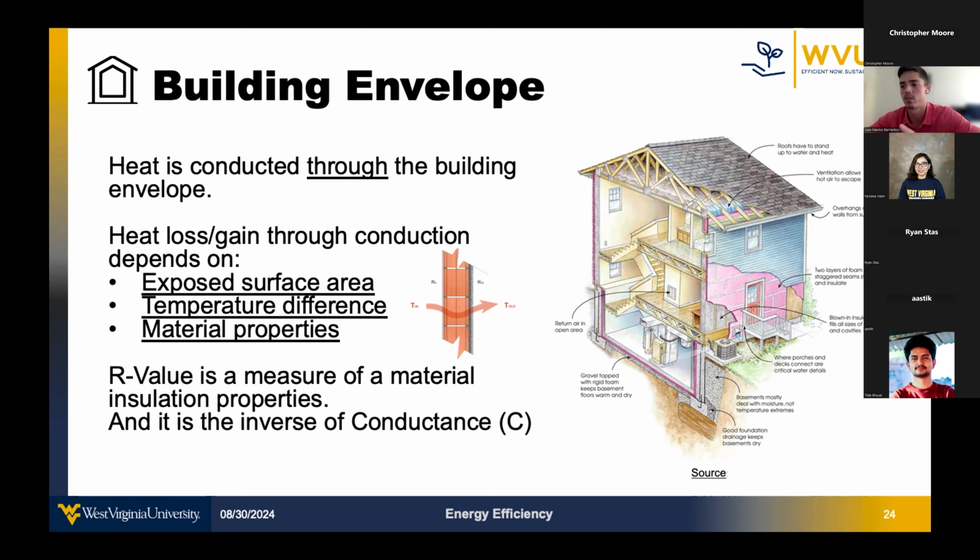On the right side of this slide, you will see a diagram that illustrates best practices for optimizing the building envelope design. I'm just going to name a few because I think it's really hard to see. One of them is two layers of foam with staggered seams to stop air and insulate. Another is that roofs have to stand up to water and heat. Another is that blown-in insulation fits all sizes of voids and cavities, and ventilation allows hot air to escape.